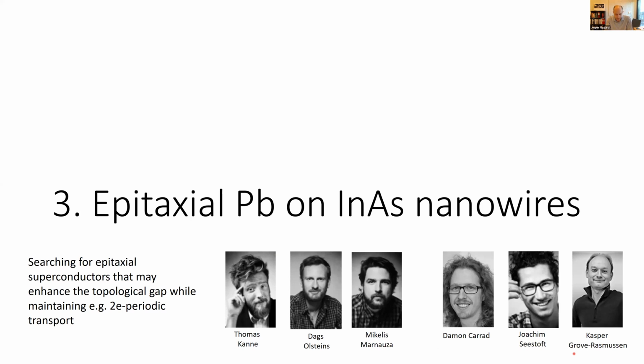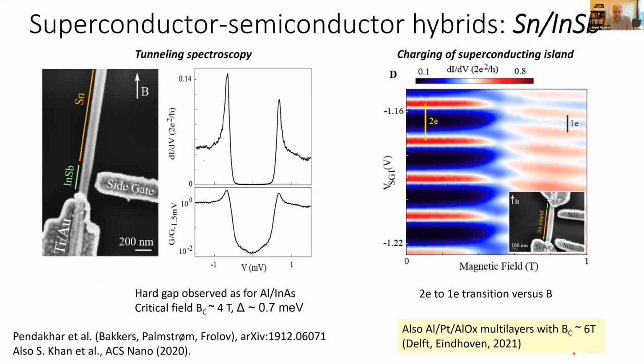Lead is not the only high field, high critical temperature superconductor considered. For instance, there was work recently done by a collaboration between the previous speaker, Chris Palmstrom, and Sergei Frolov on tin on indium antimonide wires, similar to wires seen in the previous talk. That can also give rise to a hard gap in spectroscopy with the two orders of magnitude suppression within the gap, just as seen for aluminum, but in this case with a larger gap. And also signatures of 2e to 1e transitions for superconducting islands.